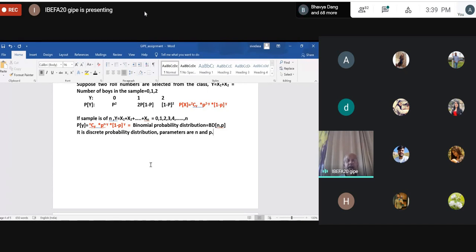In our example, p is the probability of getting a girl's roll number, and 1 minus p is the probability of getting a boy. And when you select a sample of n, you can have every probability in the sample. Okay, before I go next, let me ask certain questions.